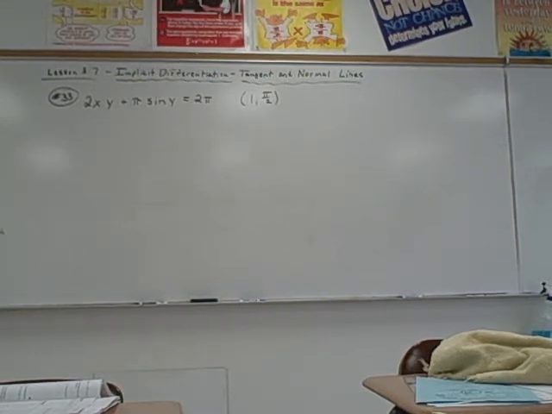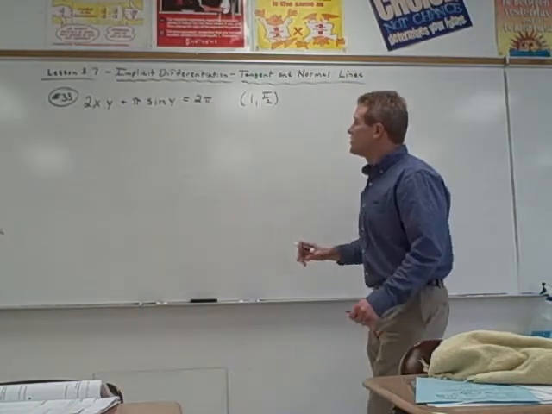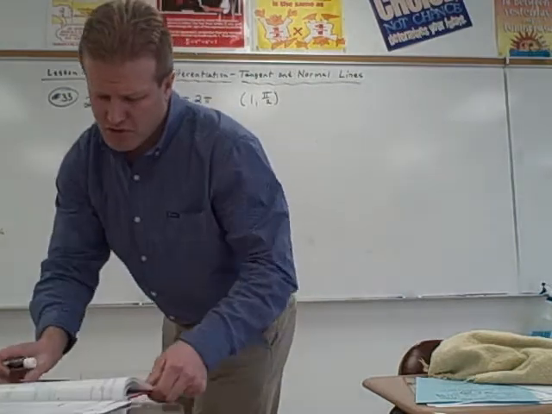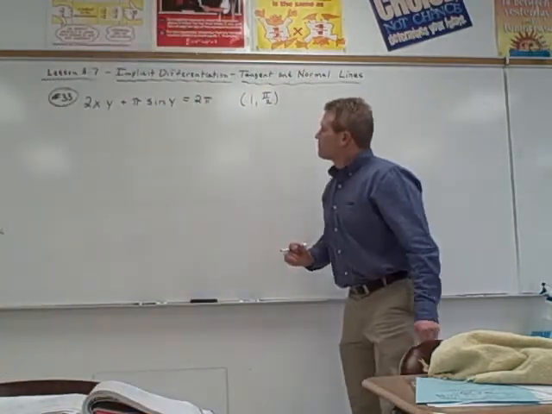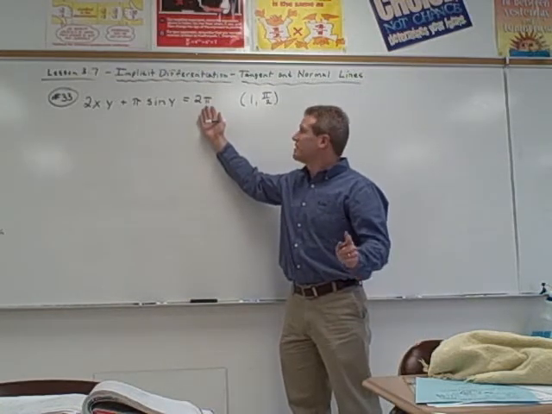All right, this is lesson 3.7. We're still doing implicit differentiation. We're trying to write the equations of tangent and normal lines. This is number 33, which in your textbooks is on page 155. I chose this one to do because I see some pi's, which remember pi is a constant, not a variable.